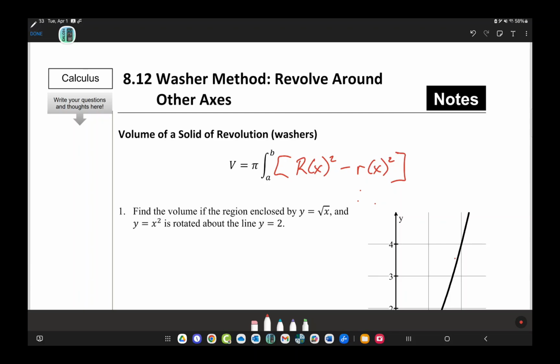And if you remember the shortcut, if we're dealing with rotating around a horizontal line, if your line of rotation is above your function, it's going to be that line minus the function. If it's below the function, it's the function minus the line. If it's left and right, same concept. If you're to the right of the function, it's the line minus the function. If it's to the left of the function, it's the function minus the line. It's really as simple as I can make it.